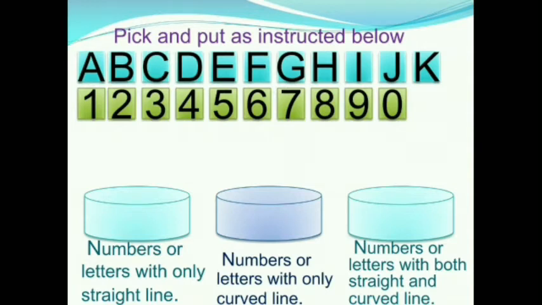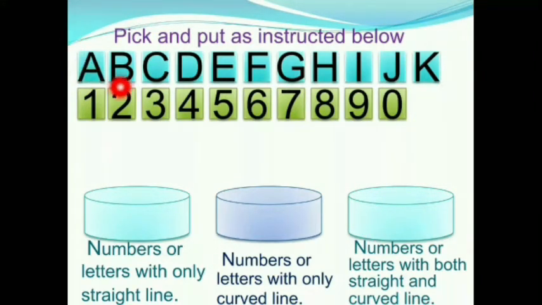If the letter or the number has only straight line, then we should put that number or that letter in the first box. Now we should see the letters or numbers. If the letter or the numbers has only curved line, then we should put that number or that letter in the second box. In the next one, we should see the letters or numbers. If the letters or the numbers has both straight and curved line, then we should put that number or that letter in the third bowl.